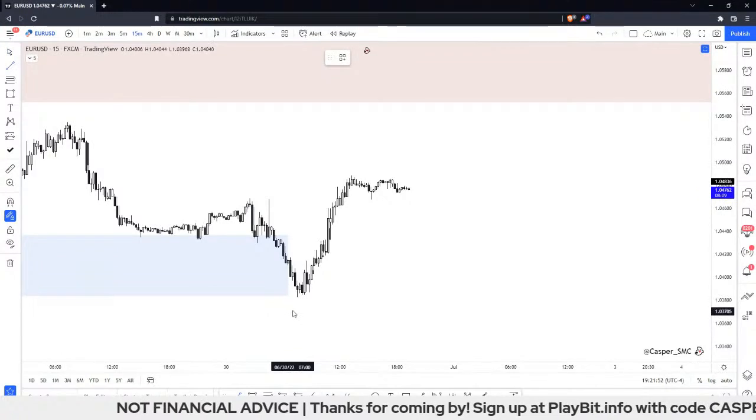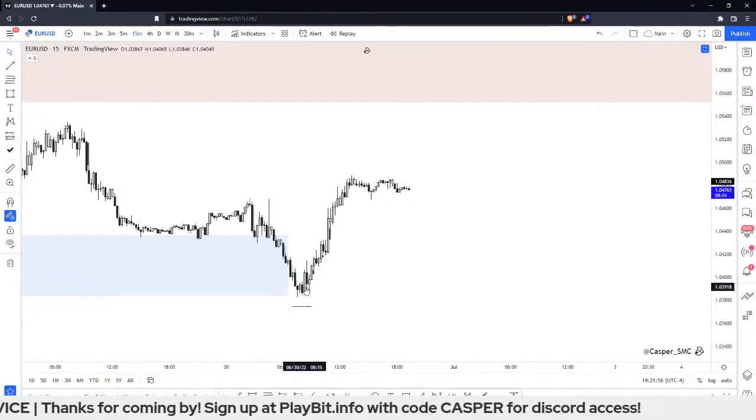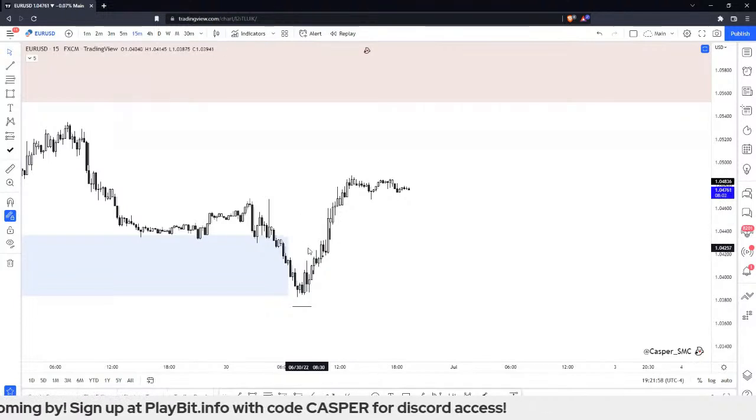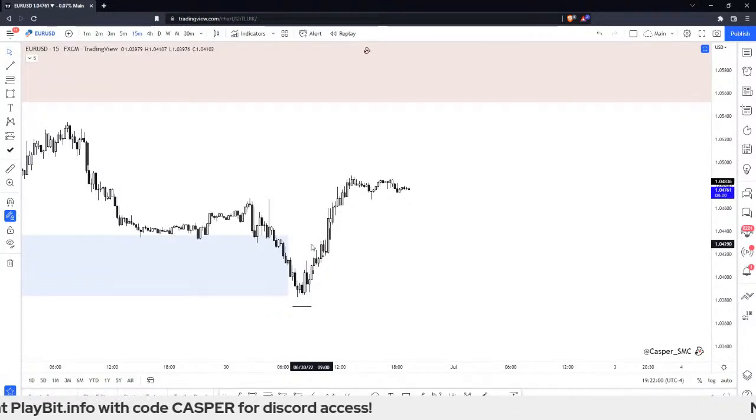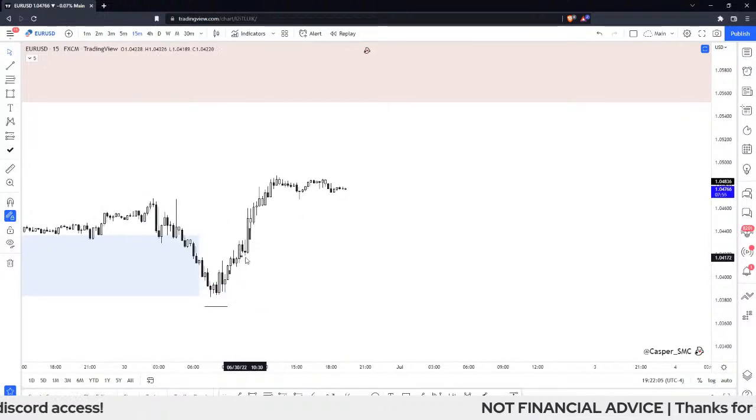New York kill zone from 7 a.m. to 9 a.m. right there. This area, that was the absolute bottom. So we're going to see a lot of volume come into the market due to institutions trading within that time period. Now, I didn't get in, I think, till around over here.